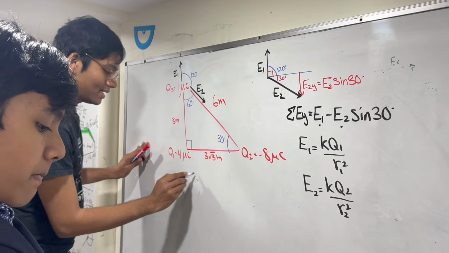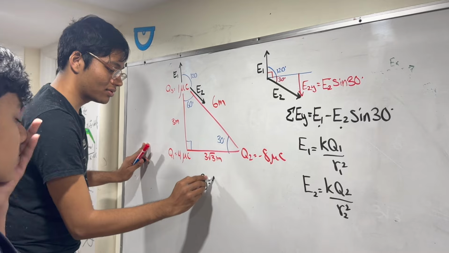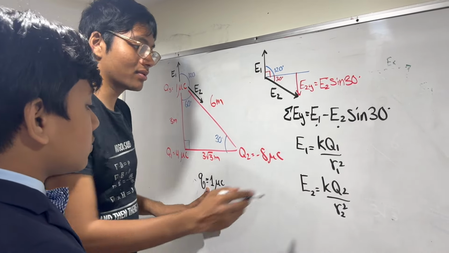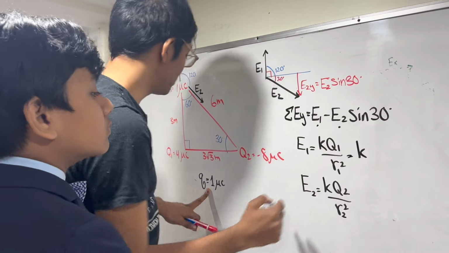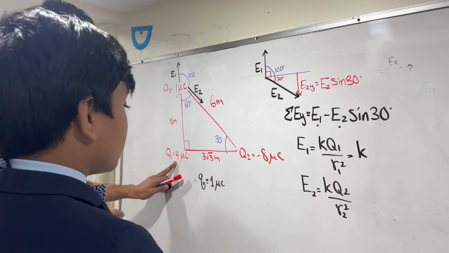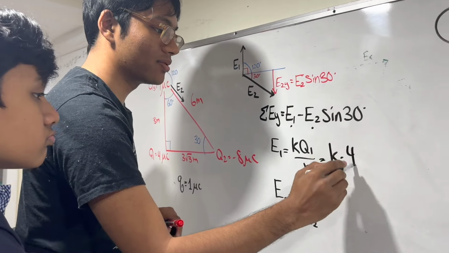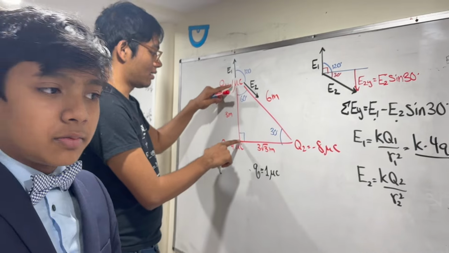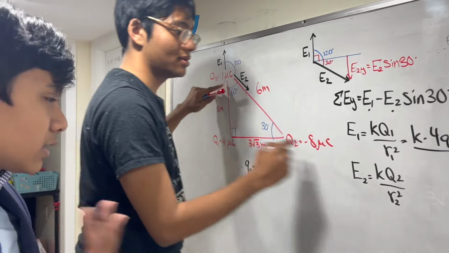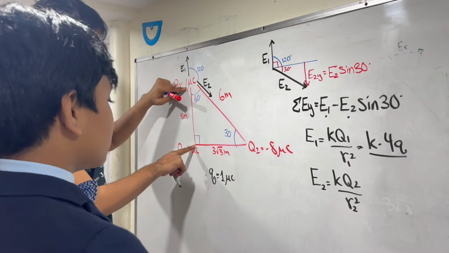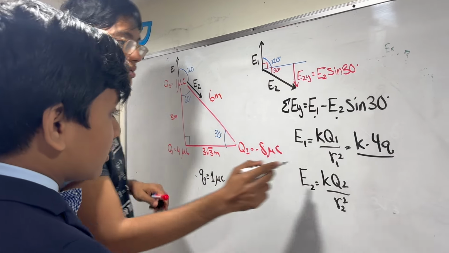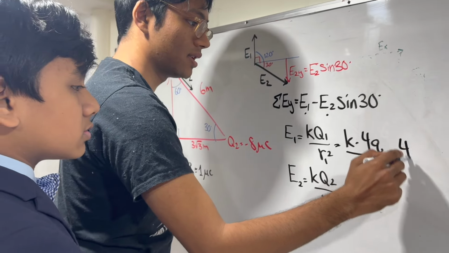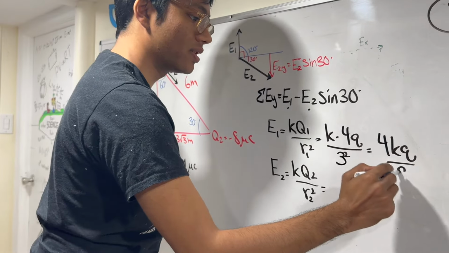Now I'm going to define Q as 1 microcoulomb. So Q1 is 4 microcoulombs, which is 4Q. This is a nice approach to reduce the clutter. How much is R1? R1 is 3 meters, so squaring that gives us 9 square meters. So 4KQ over 9.